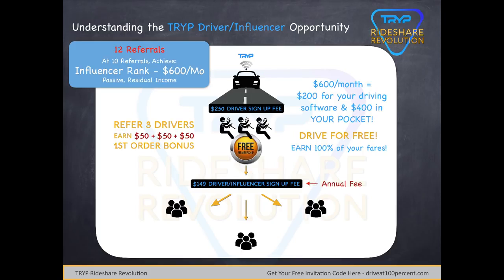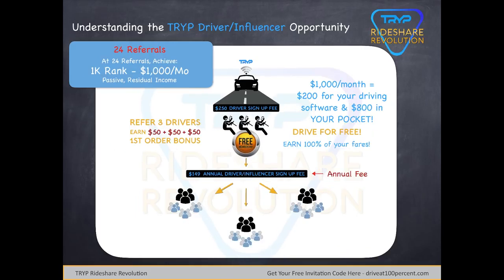And if you look here at this slide, so you have referred in over 10 people, right? You're at 12 people, so now you're going to make $600 a month. $200 of that goes towards your driving software, right? You're driving for free. That leaves you $400 in your pocket. So out of that first month's $400, if you take $150 of that to sign up as an influencer, then you're still going to have $250 in your pocket. You're now an influencer, and then anybody you bring in for the rest of the year is just going to increase that monthly income that you're making.